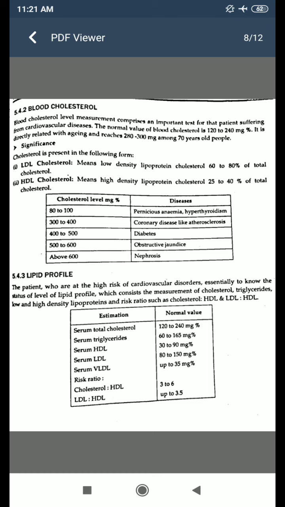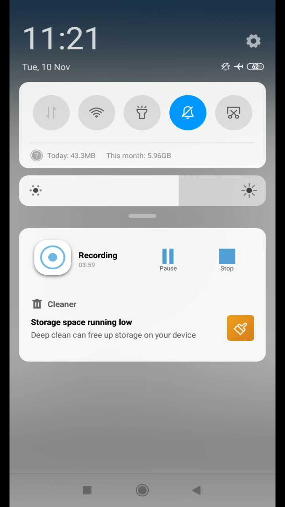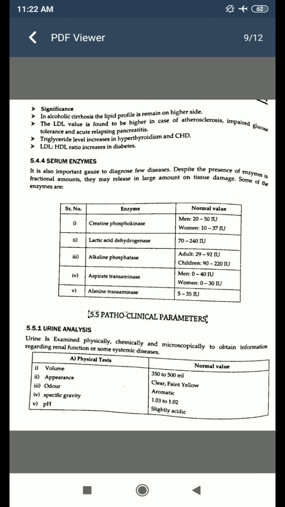Then significance: in alcoholic cirrhosis, the lipid profile remains on the higher side. The lipid value is found to be higher in case of atherosclerosis, impaired glucose tolerance and acute relapsing pancreatitis. Then triglyceride level increases in hyperthyroidism and CHD. Then the LDL to HDL ratio increases in diabetes.